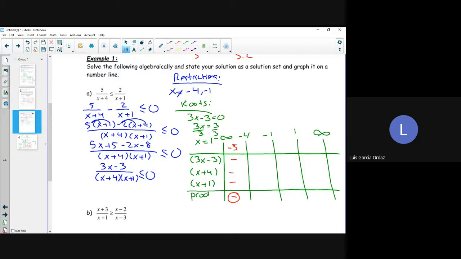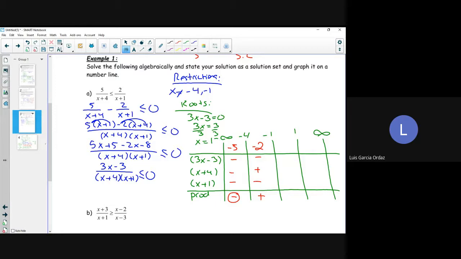Our next interval is between negative 4 and negative 1. James, we're going to use your answer. We're just going to use negative 2. When we sub in negative 2 for our factors, we get a negative, a positive, and a negative, which gives us back a positive, and that is not what we're looking for.